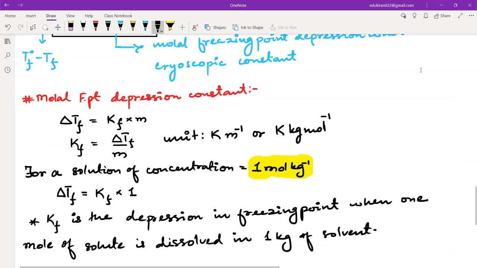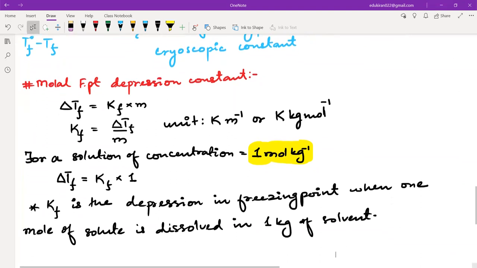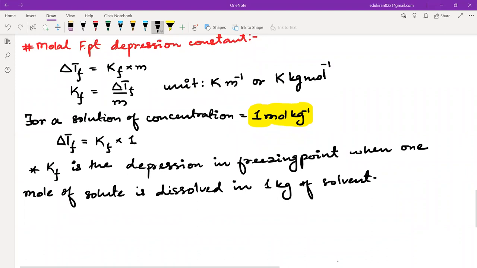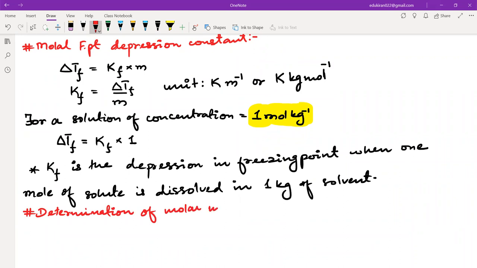After that, we will write about the determination of molar mass using DFP, that means depression in freezing point. Determination of molar mass using depression in freezing point.